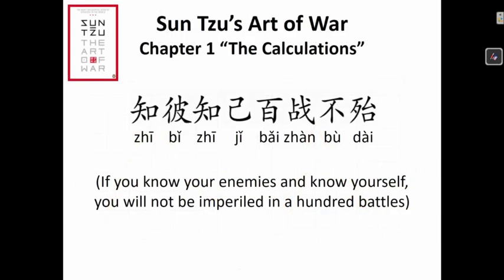In Sun Tzu's Art of War, the first chapter is called the Calculations. It means that when you go out to fight a war, you have to do all sorts of calculations: my troop size, the enemy's troop size, the terrain, everything. All of these must be factored in. If you do, he says you will not be imperiled in 100 battles. So this is the importance of gathering all sorts of statistics through a census.